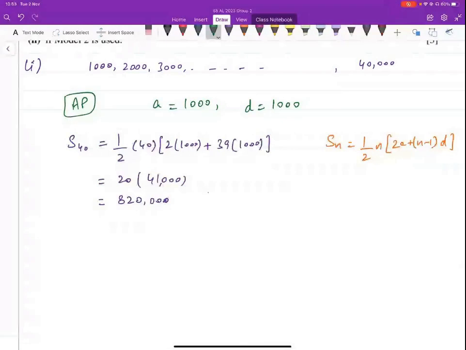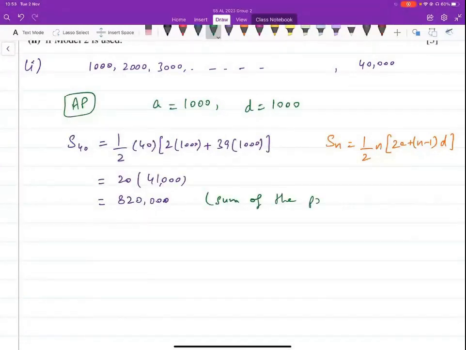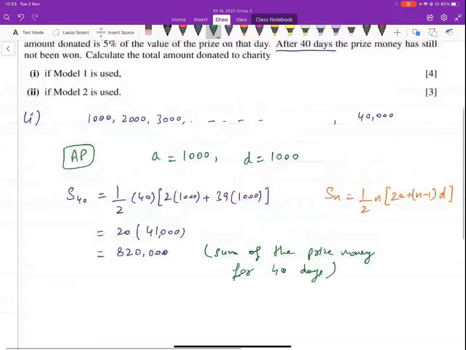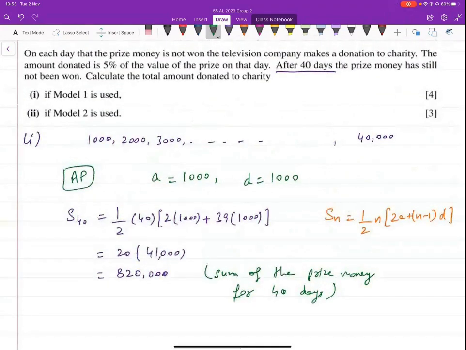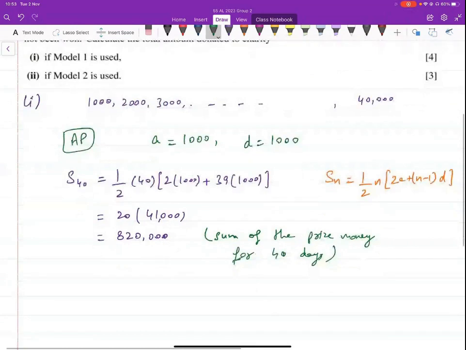This is the sum of the prize money for 40 days. Is that okay? For the first 40 days, the sum of all the prize money was 820,000. Now, every day, 5% of this was donated to charity. So whatever is the total, we can calculate 5% of that, and that will give us the total amount donated to charity. So what do we get from that?